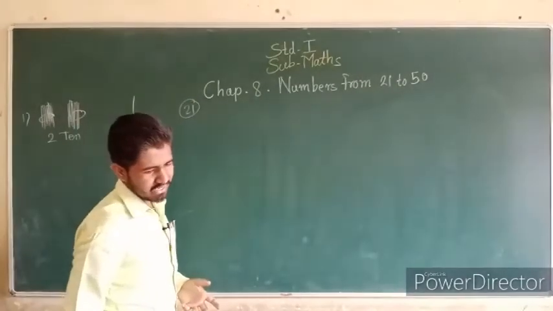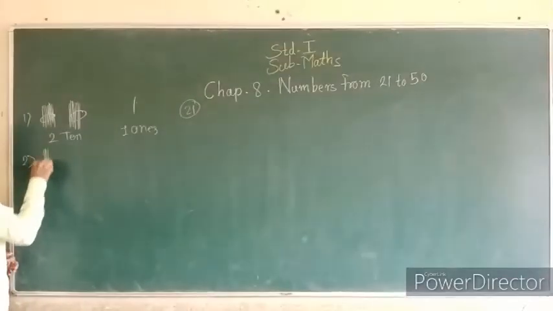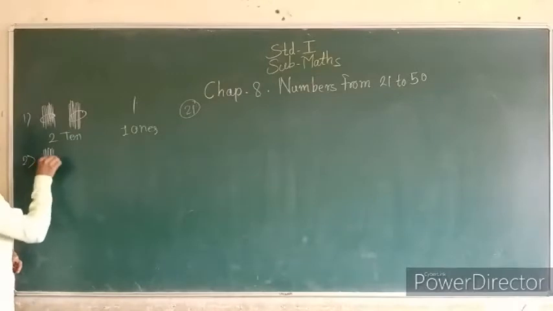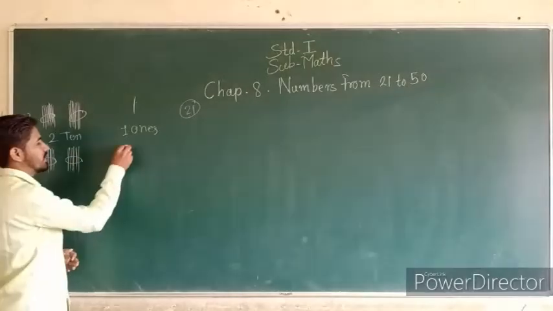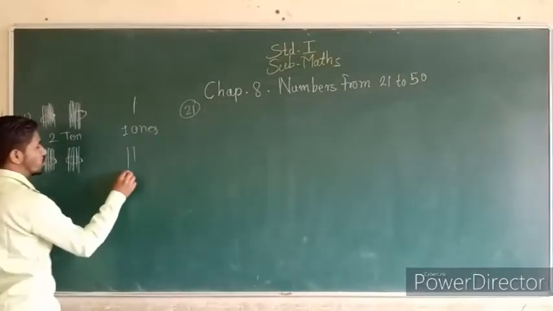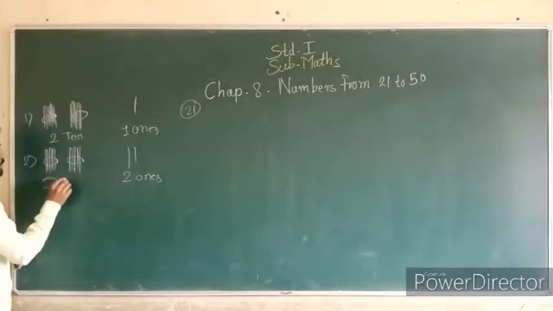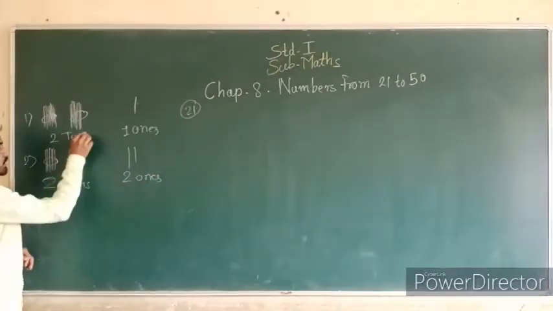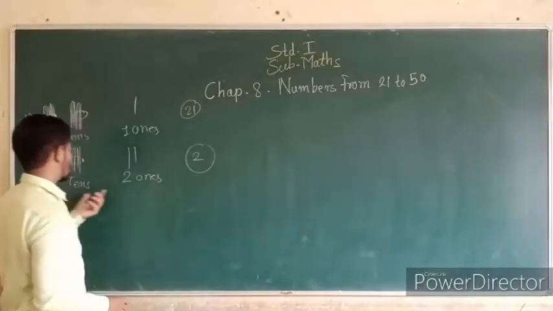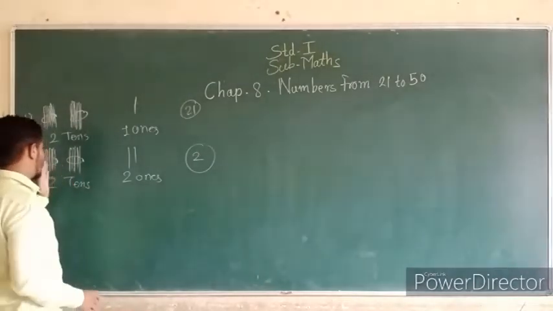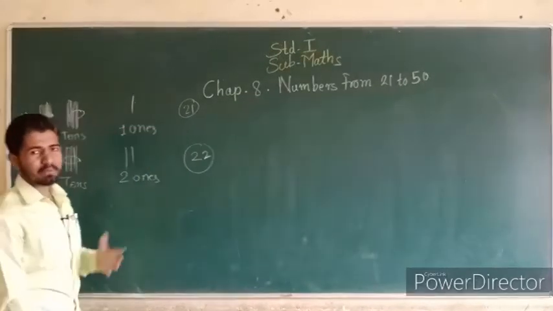नेक्स्ट एग्जांपल सेकंड में क्या दिया है? यहाँ पे 10 10 की 2 बंडल थे. 1 2 3 4 5 6 7 8 9 10. और यहाँ पे कितने मैचस्टिक्स हैं? 2 ones. 2 ones एंड यहाँ पे लिखा है 2 10s. ओके, सो ये कौन सा नंबर होता है? 2 10s and 2 ones. तो 10 plus 10 20, 21 and 22. समझ में आ गया बच्चों कैसे लिखना है?